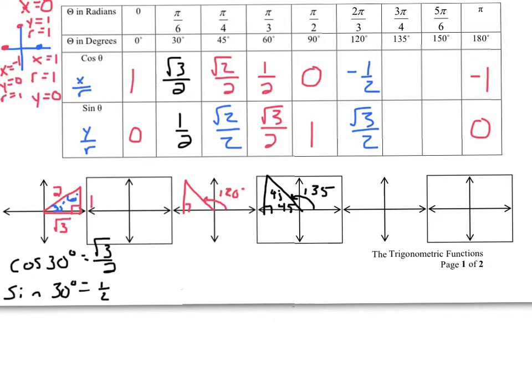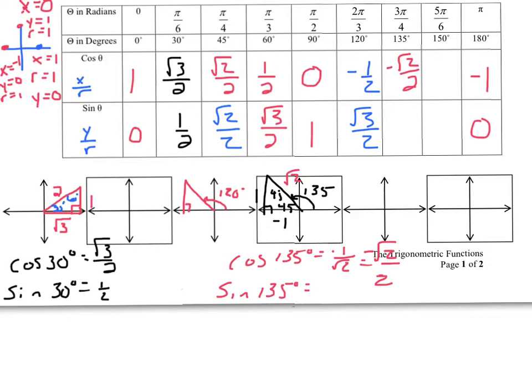Opposite 45 we're going to call -1 because we went left. Opposite the other 45 is +1 because we're going up. It makes the hypotenuse square root of 2. Therefore, cosine of 135 degrees is -1 over square root of 2. That rationalizes to square root of 2 over 2, and that's negative, of course. Sine of 135 degrees is y over r, which rationalizes to square root of 2 over 2.